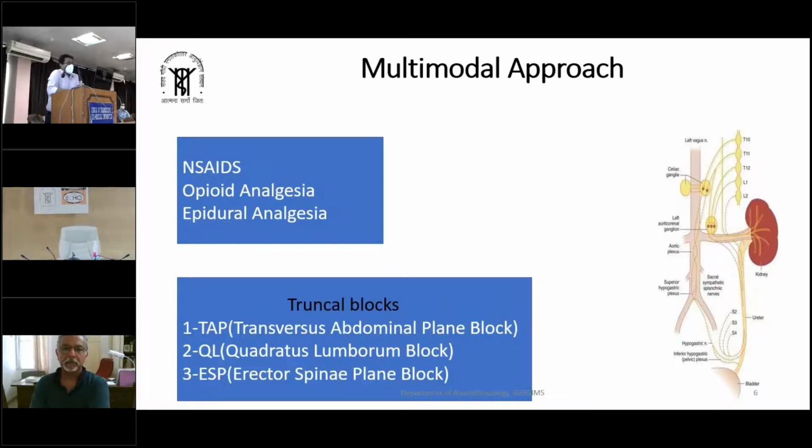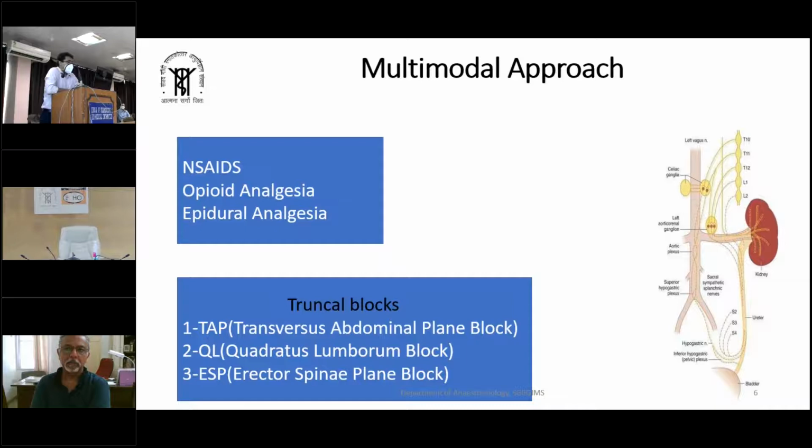In our multimodal approach for donor nephrectomy, we have the following options. NSAIDs, which we obviously don't use in our transplant program because of their side effects like AKI. Opioids are very potent analgesics. However, they are associated with side effects which delay the recovery of the patient. Epidural analgesia is our time-tested technique, and it is very effective for post-operative analgesia. However, it is technically difficult and invasive in nature. We usually don't offer epidural analgesia for patients undergoing laparoscopic donor nephrectomy.